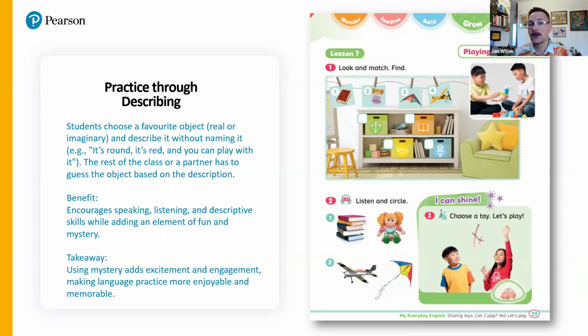And while playing, the rest of the class or a partner has to guess the object based on the description. So one of the students describes and the others guess. This activity encourages creativity while reinforcing language. Combining creativity with speaking makes learning more engaging, and it's all about engaging during our class. It also helps students remember language better, and using mystery, something that students need to discover, adds a bit of excitement and engagement, making language practice more enjoyable. So remember, describing is a fantastic tool.